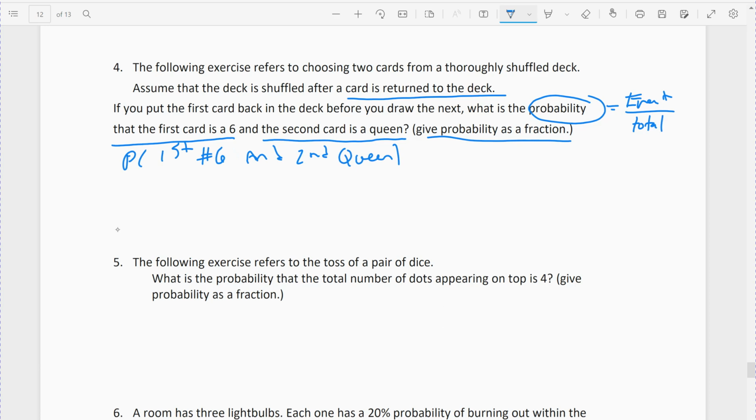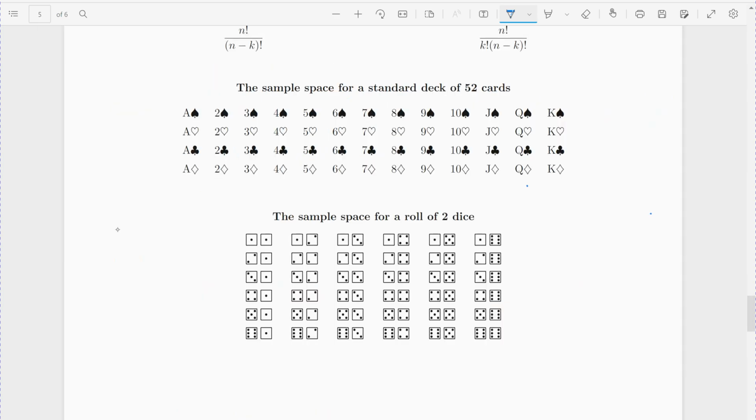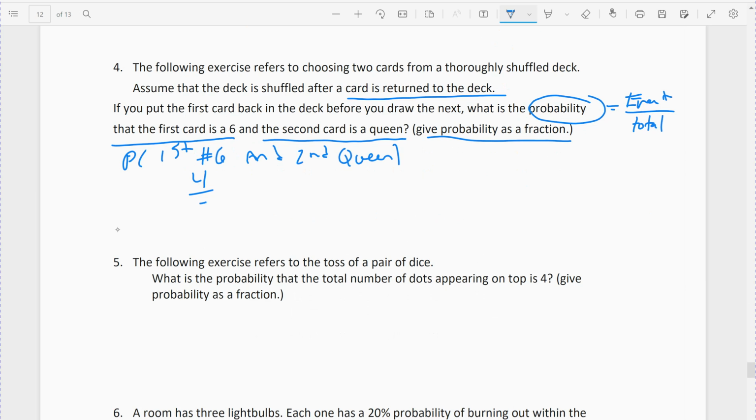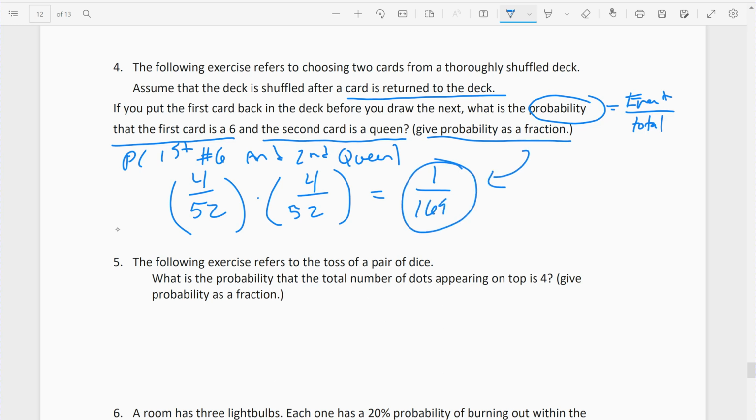We replace it, which means every single time we draw a card, there's 52 of them. So there are 4 6s. You go look at your deck. There's 4 6s, and there are 4 queens. And so these probabilities are actually the same. There's 4 out of 52 cards for the 6s, and there's 4 out of 52 cards for the queen. So it's just 4 out of 52 for the first, and 4 out of 52 for the second. Write it as a fraction, so multiply it out first. Then hit the fraction key on your calculator. If you do, it comes out to 1 out of 169, if that's how I ask you for it, as an answer.